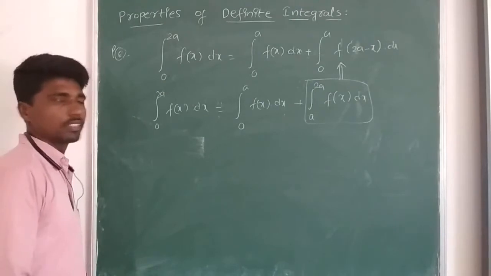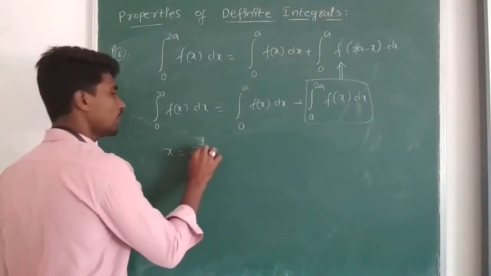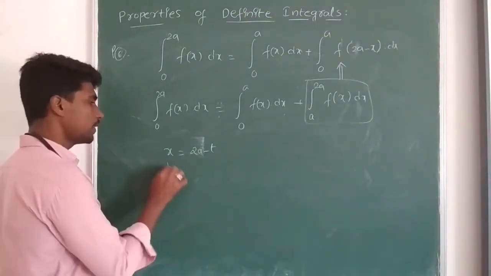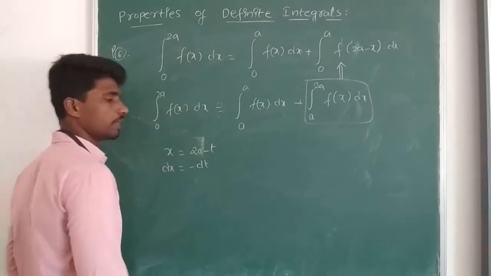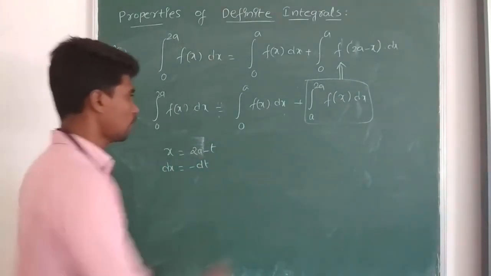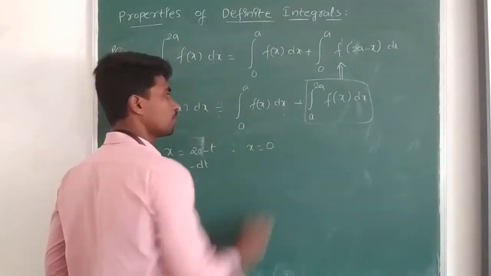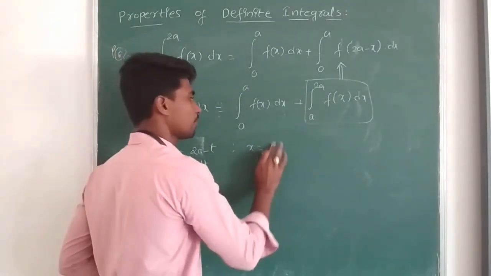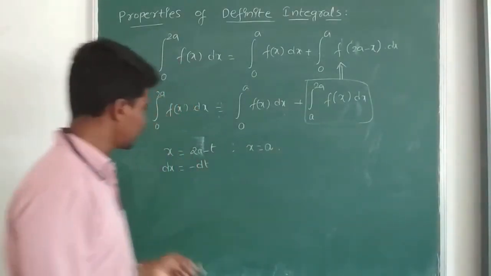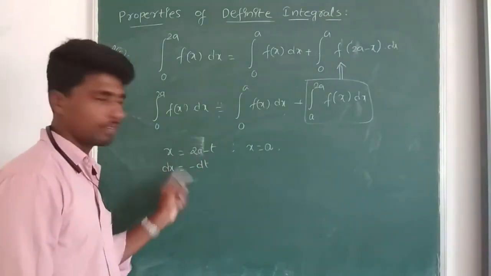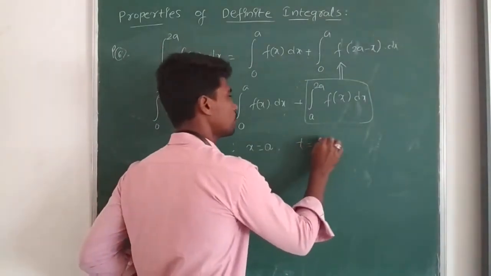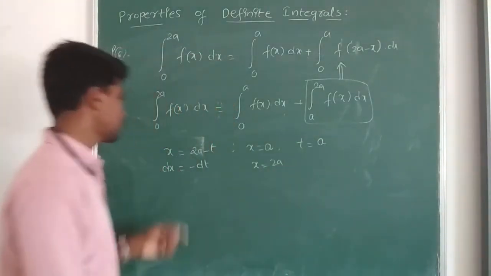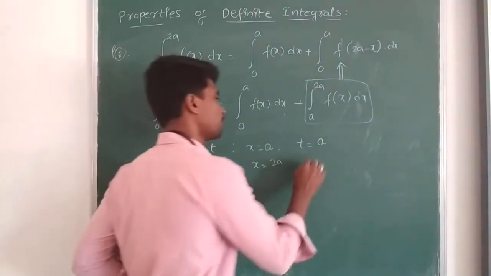So for that purpose, we consider x is equal to 2a minus t. Then dx will be equal to minus dt. Now the limits: the lower limit of x is a. If I put lower limit a, the value of t will also be equal to a. Next, if I substitute x is equal to 2a, the value of t will become 0.